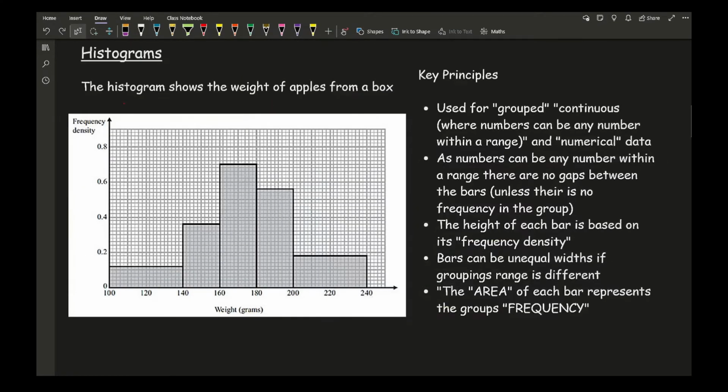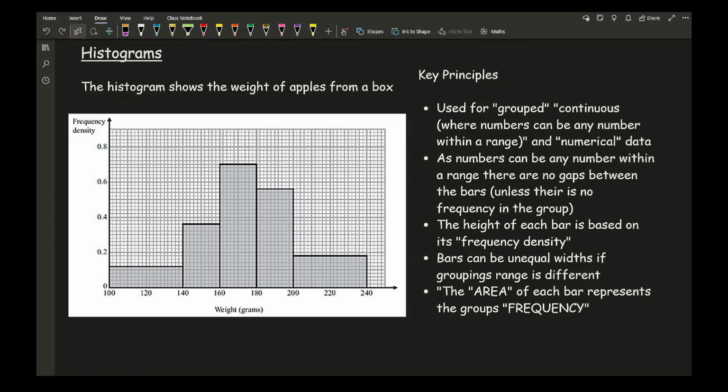Now, a quick comparison, let's now have a look at a histogram. The following histogram shows the weight of apples in a box. As you can see, we've still got bars, we've still got axes, we've still got graph paper. So let's have a look at the key principles of this particular diagram. The first one is that it's used for grouped continuous data. Grouped is basically where the data is grouped, so you've not got individual results, you kind of fall into a numerical category. And also continuous, which basically means that numbers can be any number within a given range.